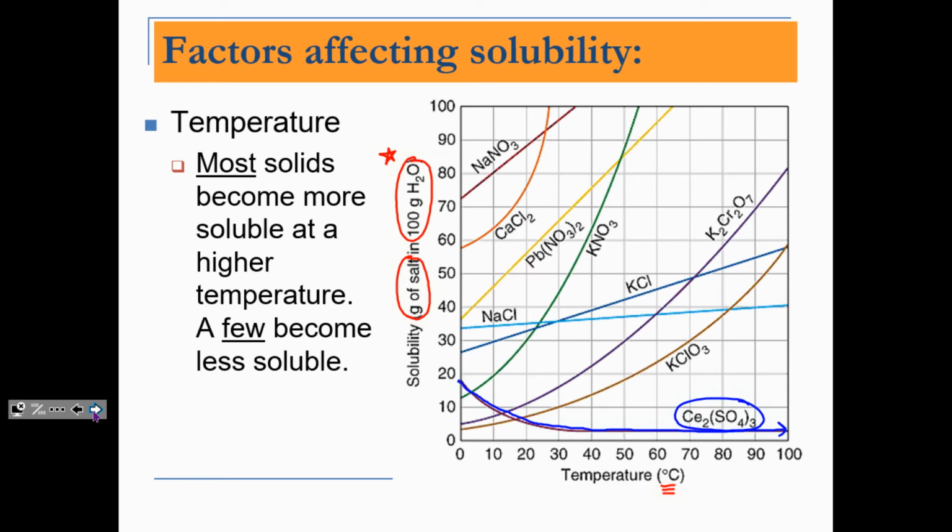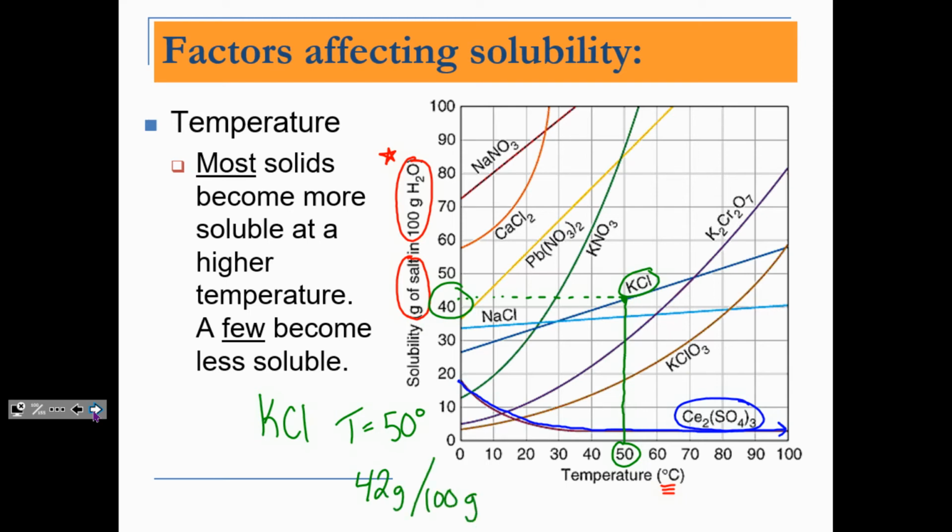So if I had to ask you a question and say, KCl, what is the solubility at a temperature of 50 degrees Celsius? You would find KCl, you would find 50 degrees Celsius, travel up the line until you hit the right line right here, and then read over. And you would make a guess using the chart, and you would probably say somewhere around 42 grams for every 100 grams of H2O. That is our solubility.